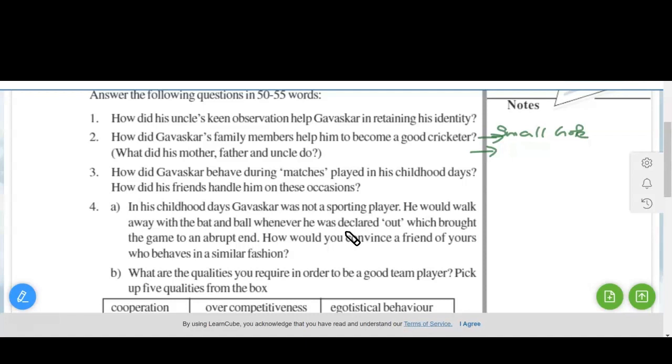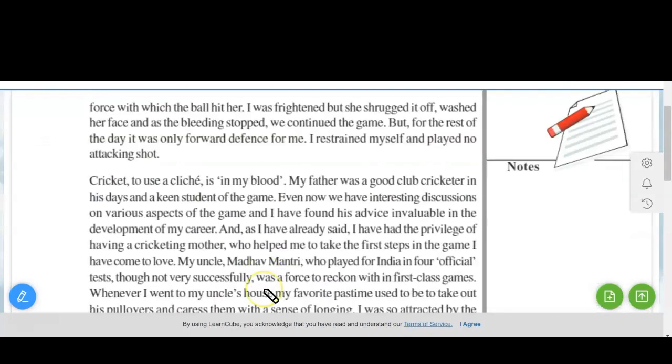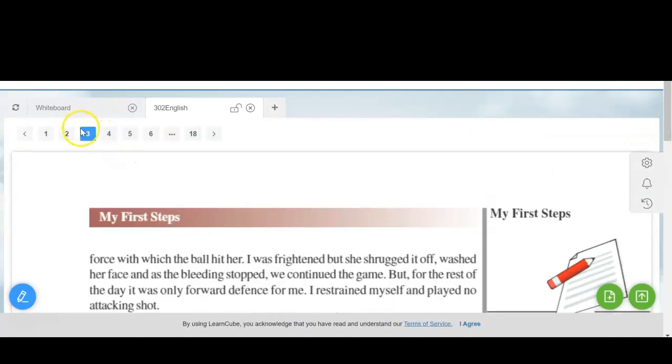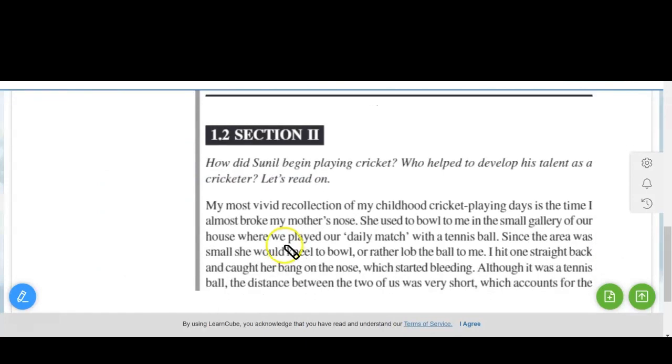Okay. Next one is: how did Gavaskar's family members help him to become a good cricketer? What did his mother, father, and uncle do? If we go to the previous paragraph, we will be able to know the characteristics of these people that helped him become a good cricketer. So let's check. Go to page number 2, where how his mother helped him is written.